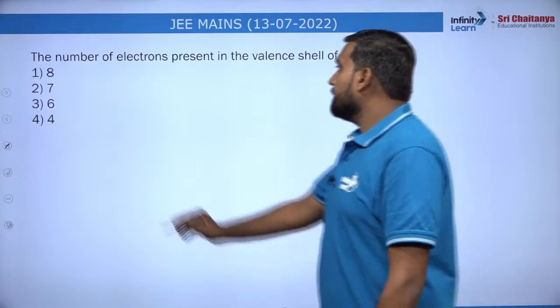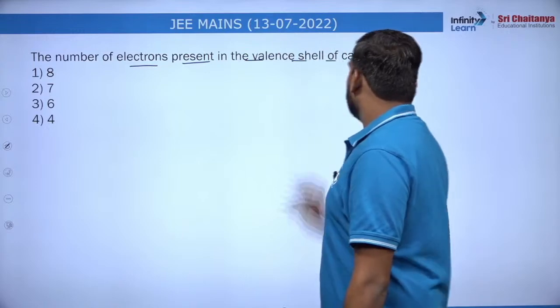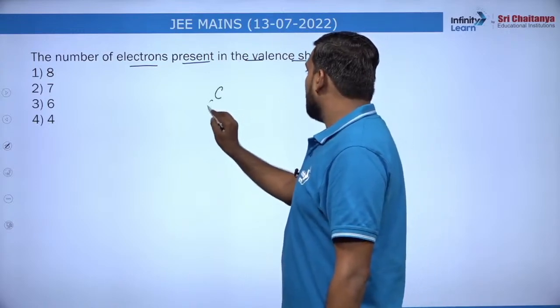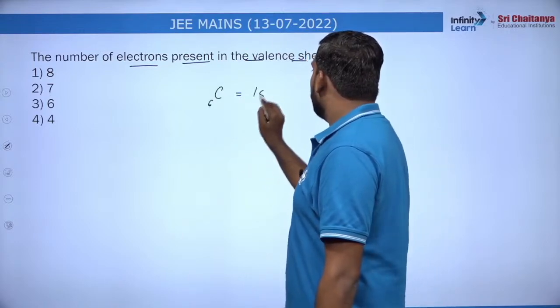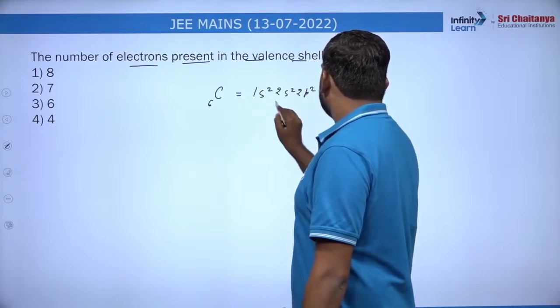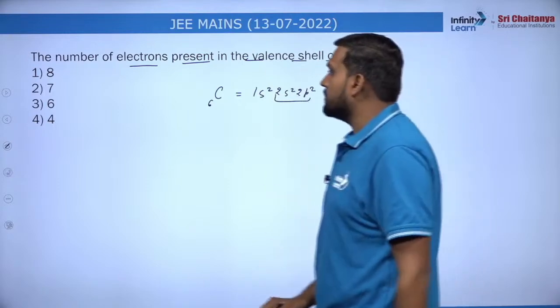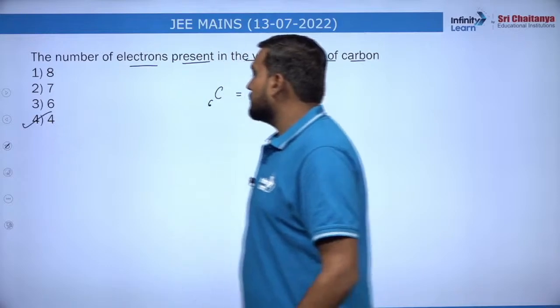The question is the number of electrons present in the valence shell of carbon. So for carbon, if you write down the electronic configuration, it will look like 1s2, 2s2 and 2p2. So this is the valence shell, the outermost shell, and it contains basically 4 electrons. So the correct answer is this one.